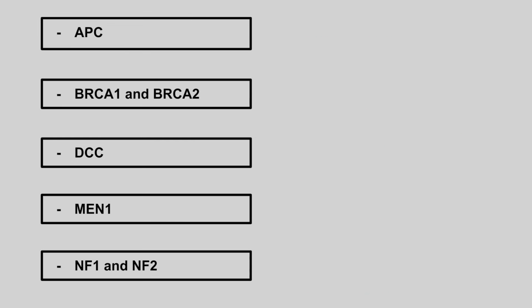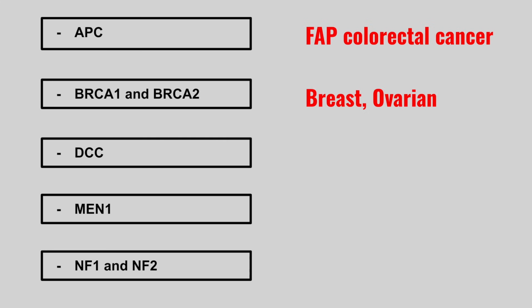The next one is APC. This is familial adenomatous polyposis colorectal cancer. This is the hereditary one where the patients have lots and lots of polyps in the colon. Next is BRCA1 and BRCA2. This is breast and ovarian cancers. Next, we have DCC. This is colorectal cancer.